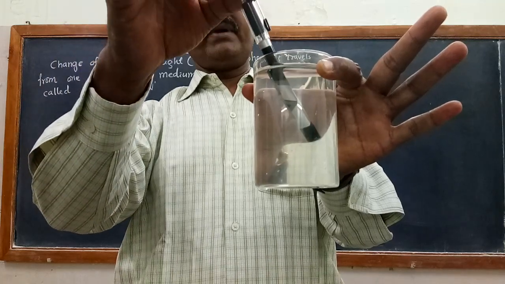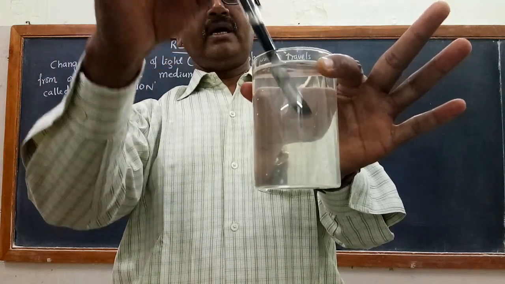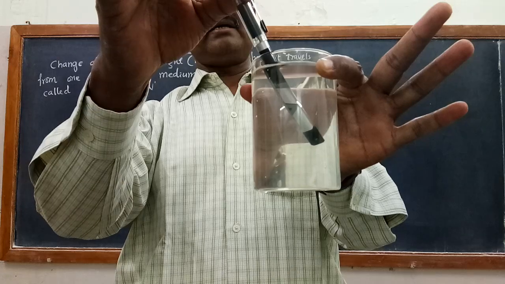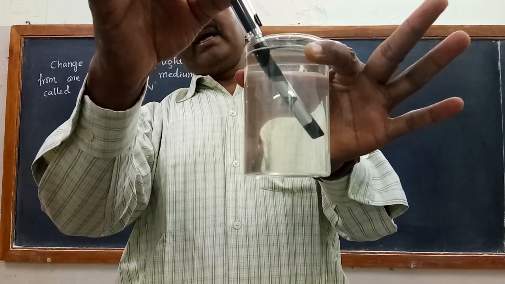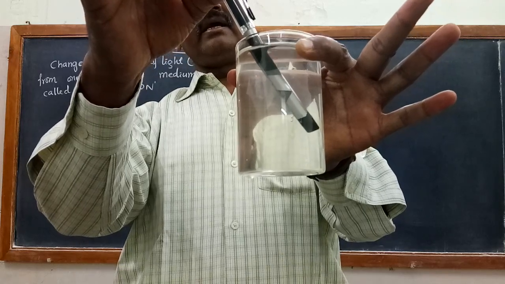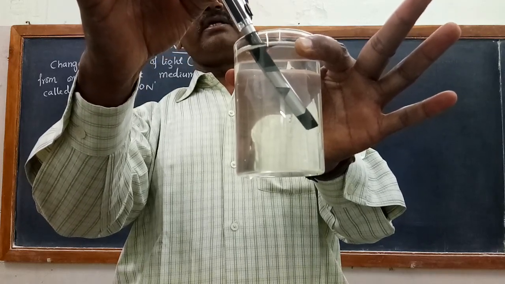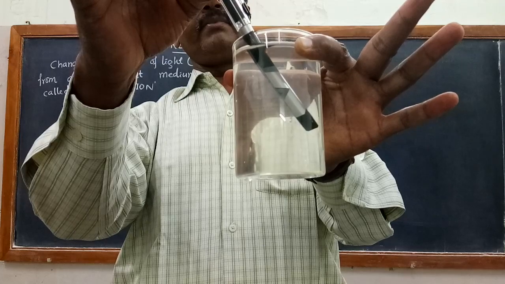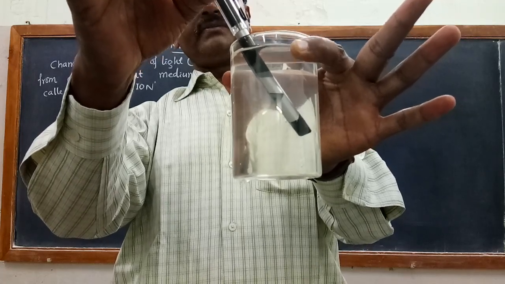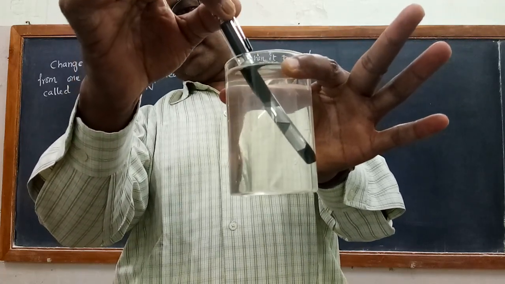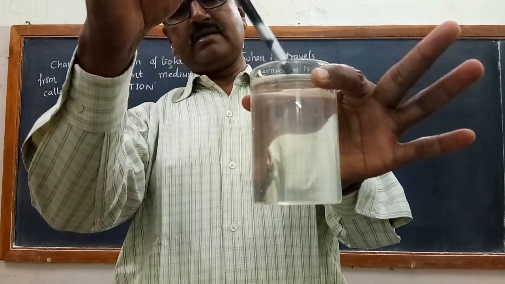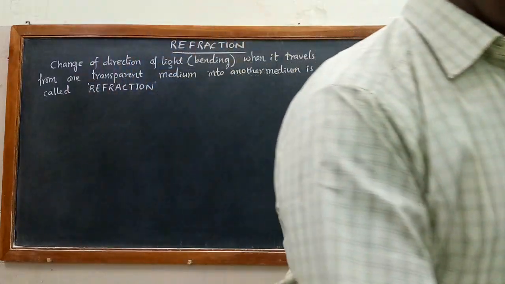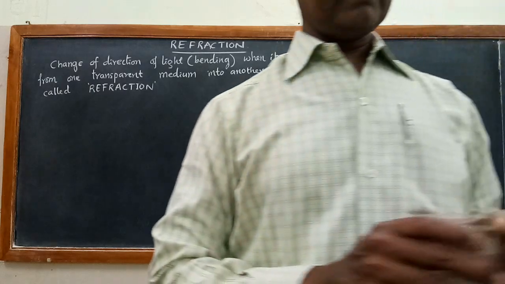Now partially the pen is kept inside the water and I am keeping this pen at a certain oblique angle. Then you see at the interface there appears to be a displacement of the pen in a different direction. And inside the water, the pen appears to be displaced. So this is one interesting phenomenon which you might have observed.